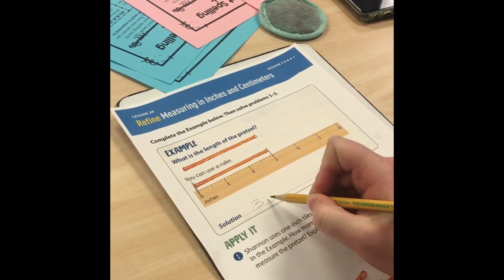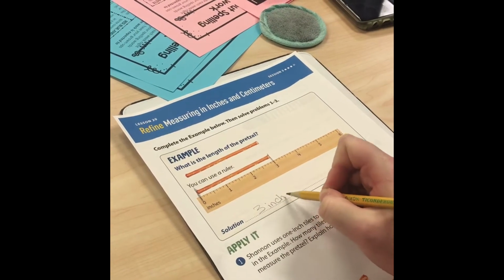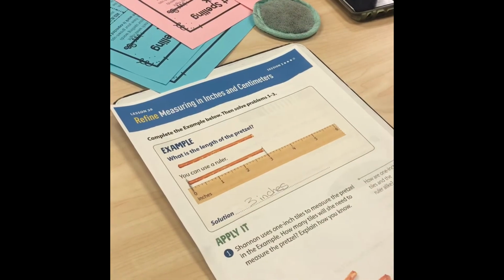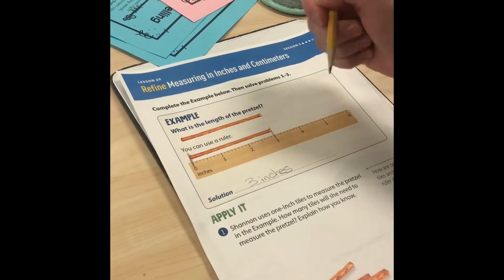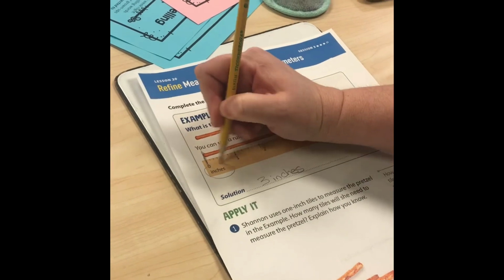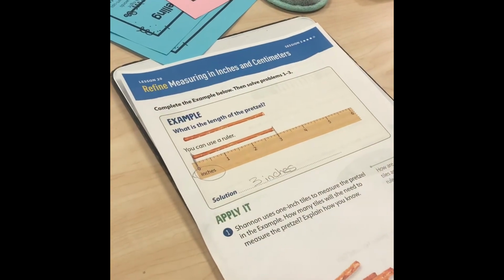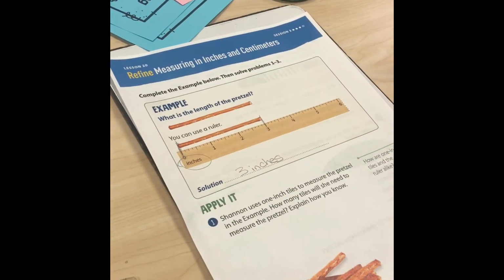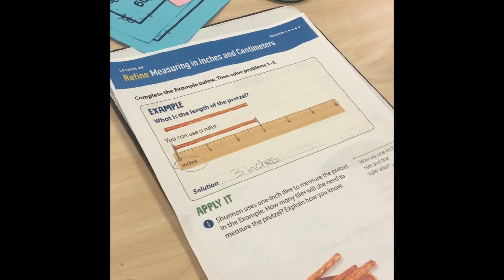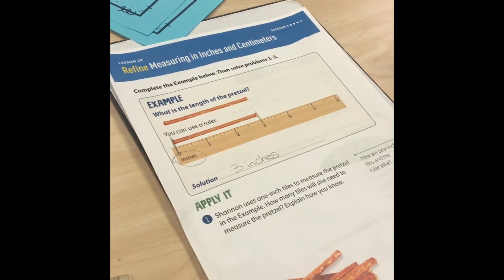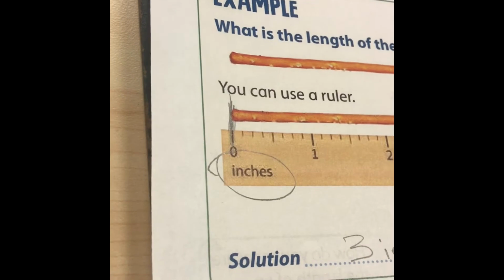Ooh, wait. How did you know it was inches, Mrs. Walker? Well, I didn't until I looked right here on the ruler that said inches. So she did a great job having a label, but she also made sure that her label was the correct unit of measurement by looking at the ruler that was labeled inches.